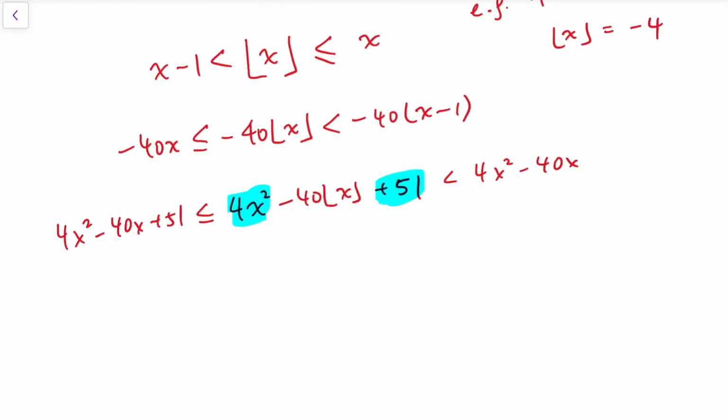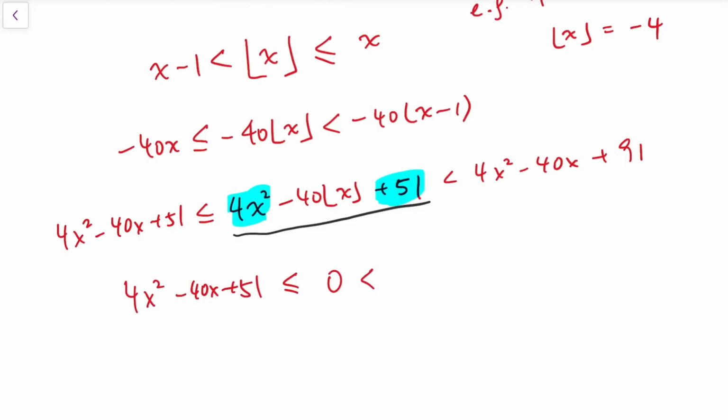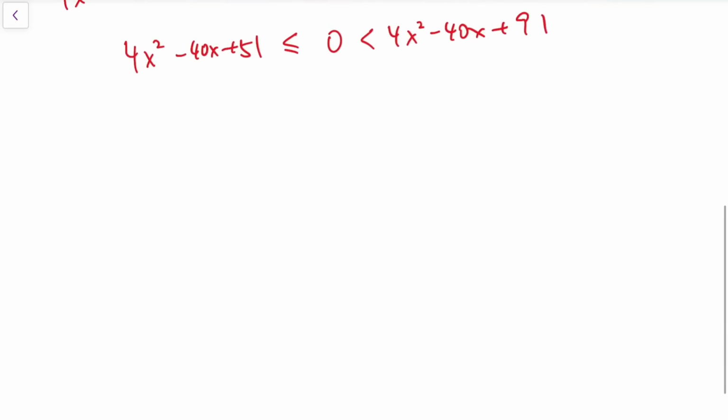So for the minimal side, we have 4x squared minus 40x plus 51. While on the maximal side, we have 4x squared minus 40x plus 40 plus 51, and that gives plus 91. And we're given that the expression in the middle is equal to 0. So our inequality actually becomes 0 between two quadratic polynomials. And what we have to do is to solve them separately.